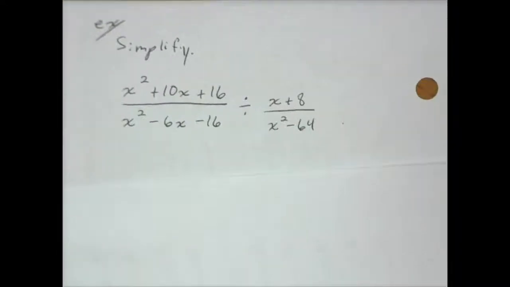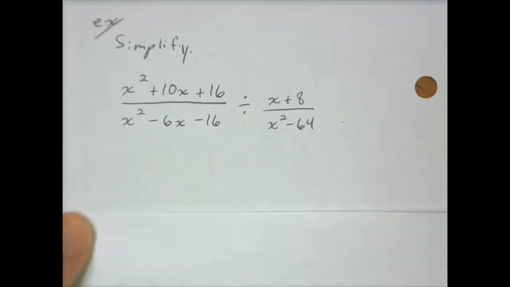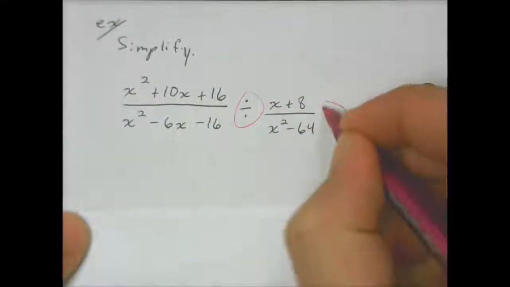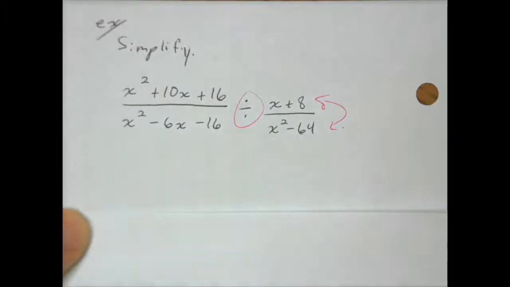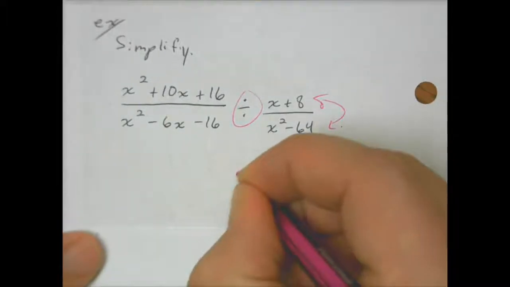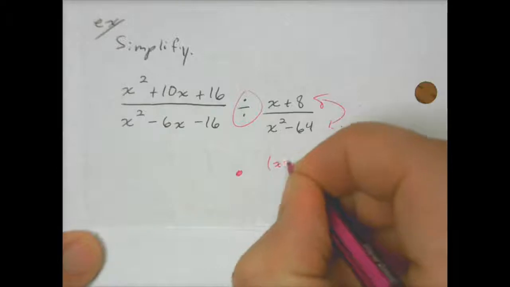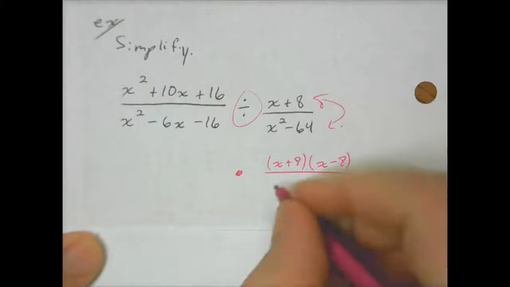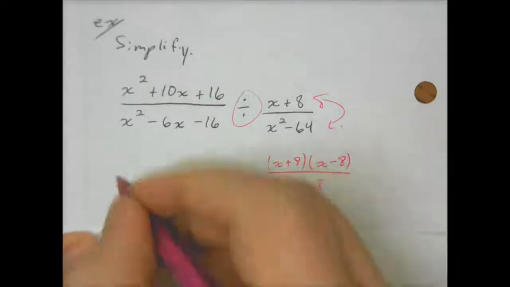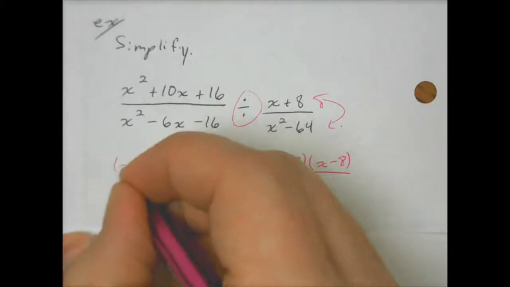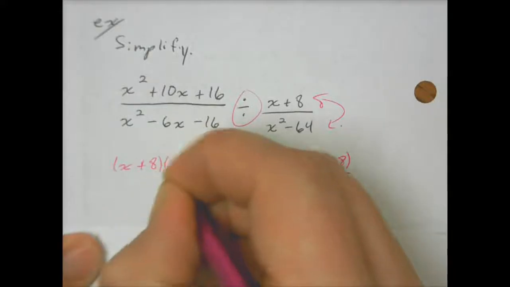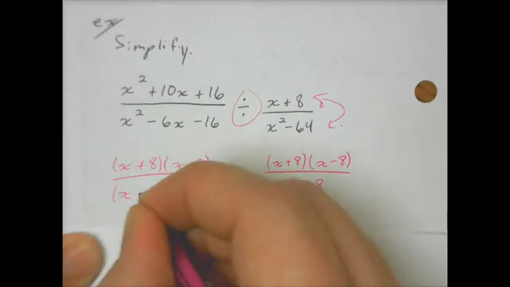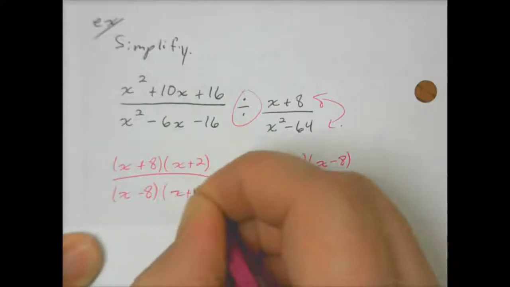All right, last one. So again, notice we are dividing. If you want to circle that division sign, whatever, just make sure that you take the reciprocal of this fraction when we multiply. So I'm just going to go ahead and do that step first so I don't forget. X plus 8 over x minus 8, factoring the denominator, and then over x plus 8. And then factor this guy, so x plus 8, x plus 2, and x minus 8, x plus 2.